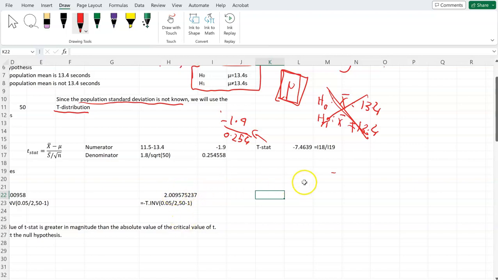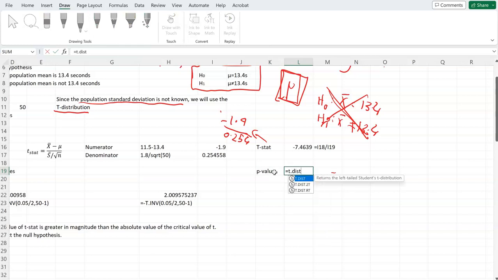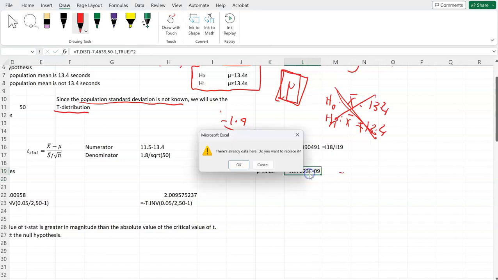What p-values do is that since I have this t-stat distribution, my p-value is going to be T.DIST. My x is minus 7.4639. Degrees of freedom is 50 minus 1. And cumulative, I'll say, is true. And then I'll also say times 2. And I get this number, which is a very, very small number.